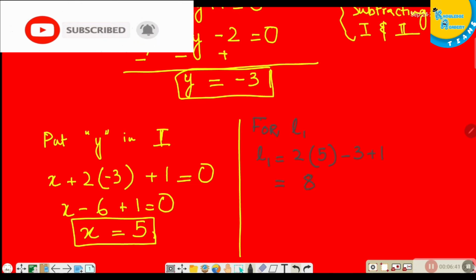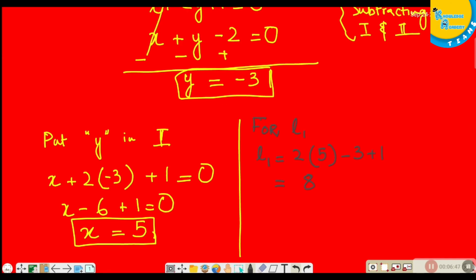Now, since we all know that all sides of a rhombus are equal, therefore L1 equals L2 equals L3 equals L4 equals 8. Alright, now we have to find the perimeter, and we know that the perimeter is the sum of the four sides. So it's actually L1 plus L2 plus L3 plus L4, which means it's 32 centimeters.